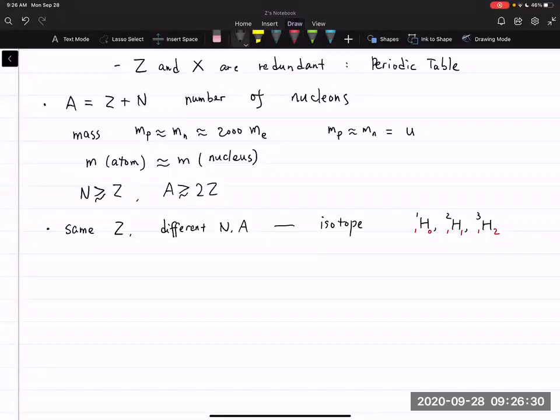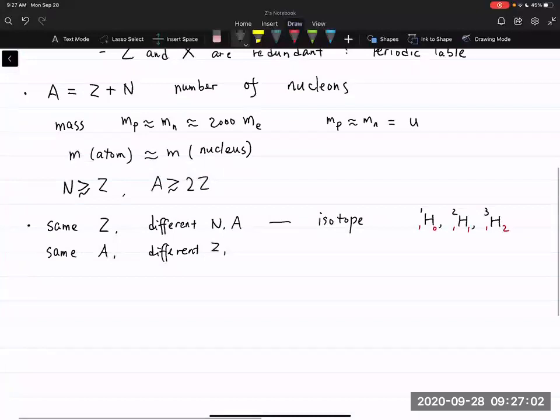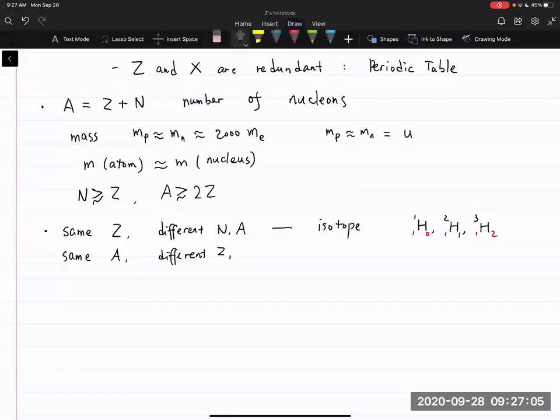So isotope is probably the terminology you're most familiar with among the following 4 terminologies. And the second terminology will be, if the nuclei have the same A, the same mass number, but different Z, a different number of protons, and of course they have a different number of neutrons, in this case we call them isobar.